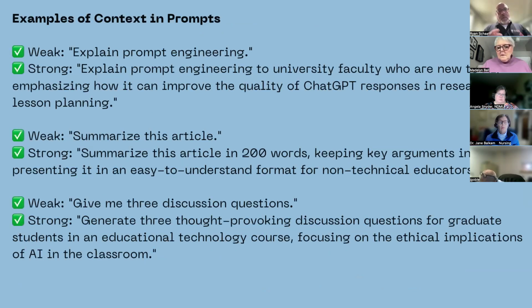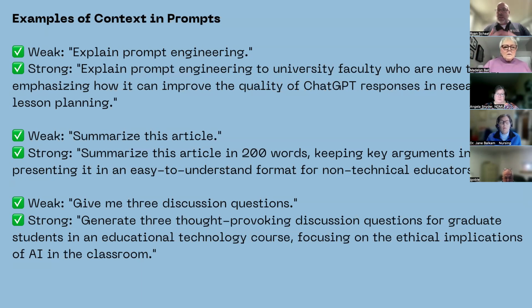So I wanted to provide a couple of examples of weak contextual prompts versus stronger ones. So for instance, "explain prompt engineering." It's very weak, it's very general. You're going to get goodness knows what. However, if you use a stronger contextual prompt, like "explain prompt engineering to university faculty who are new to AI, emphasizing how it can improve the quality of ChatGPT responses in research and lesson planning," again, I added more context.